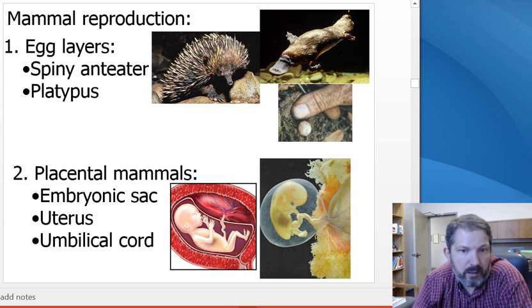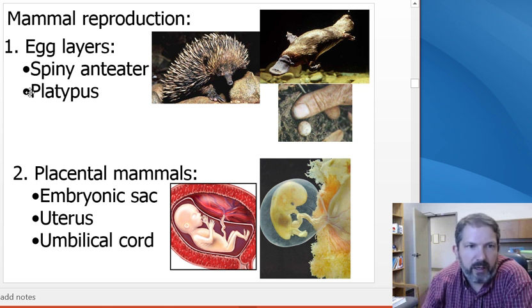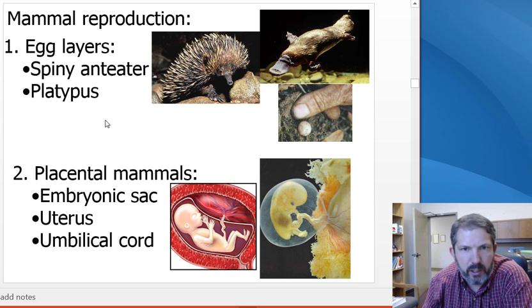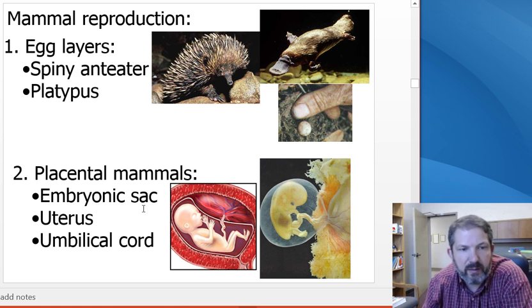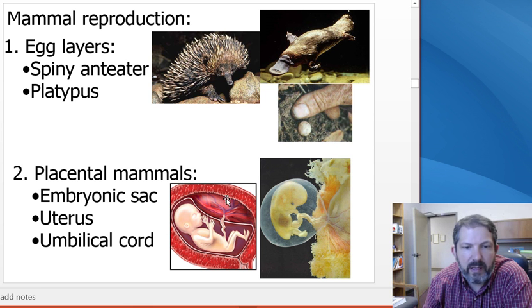Okay, I'm jumping past this because we talked about it. The echidna and platypus lay little eggs. Marsupials aren't on here, but they are the ones that have pouches, and they give birth to an undeveloped embryo that goes into the pouch to finish development. And then the placental mammals that have an embryonic sac and a placenta that attaches to the uterus through an umbilical cord.